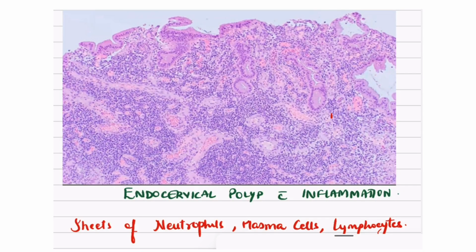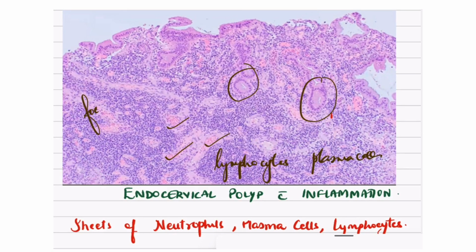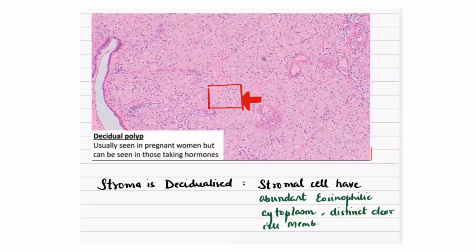As you can see here, as we were talking about these cells, we have already mentioned that these are benign cells. Blood vessels we have mentioned, but this blue sheet of inflammation, lymphocytes, if you magnify, you will find plasma cells as well, maybe foci of neutrophils because of bleeding. Yeah, so if there is bleeding, you will find neutrophils as well. So report it as endocervical polyp with inflammation. That's it. Another polyp which is called decidual polyp.